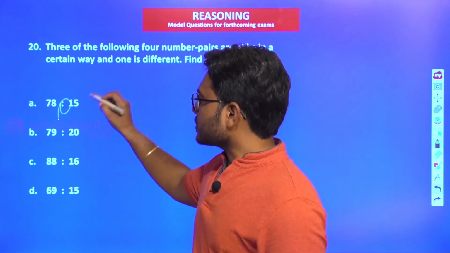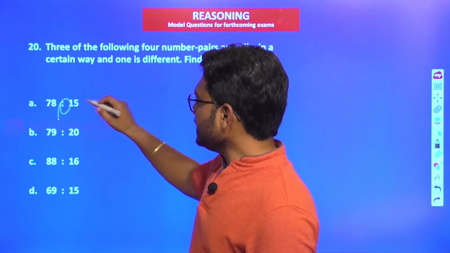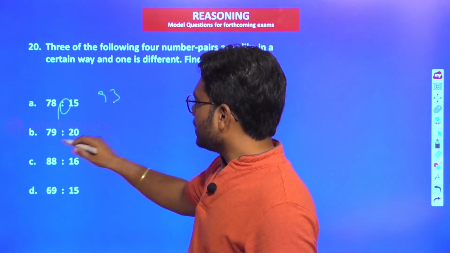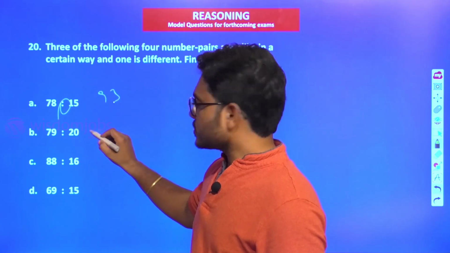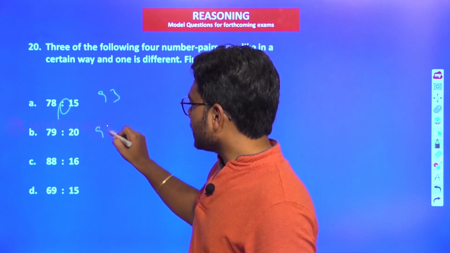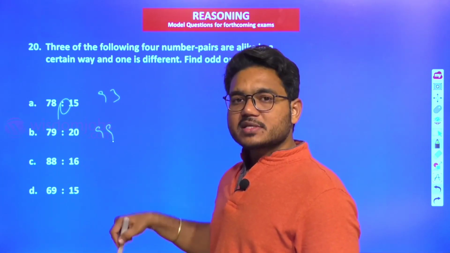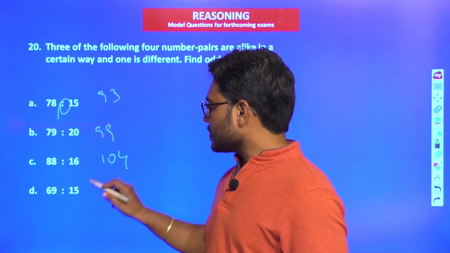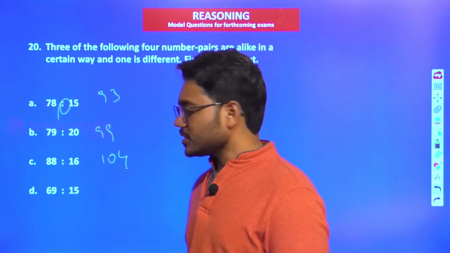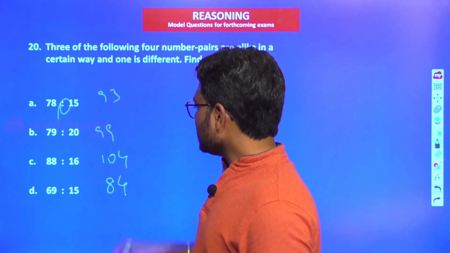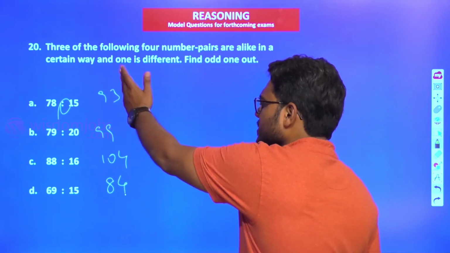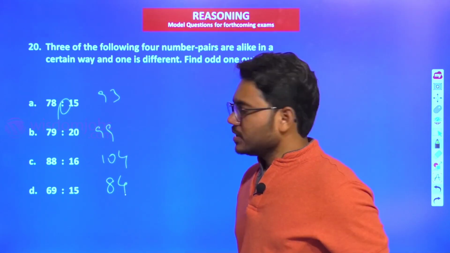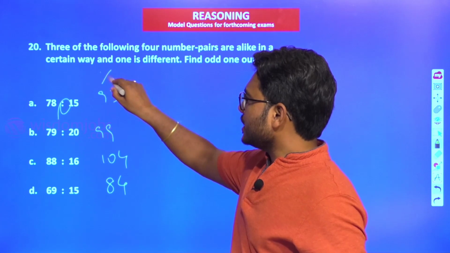Suppose you are doing the summation, what is the number here? 78 plus 15, it is 93. Summation here, 79 plus 20, that is 99. 88 plus 16, 104. 69 plus 15, so how much is this? 84. Are they following any pattern here? So difference is 6, difference is 5 and difference is 20. So this addition is not valid.